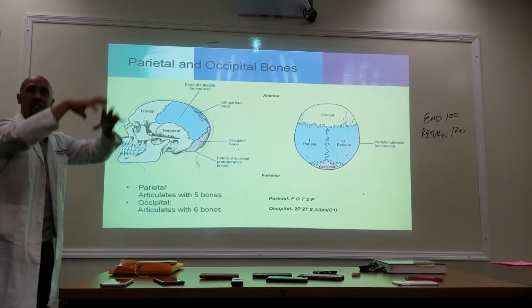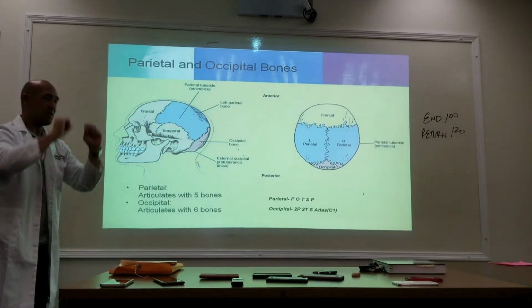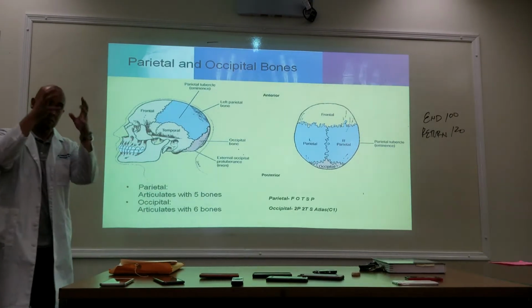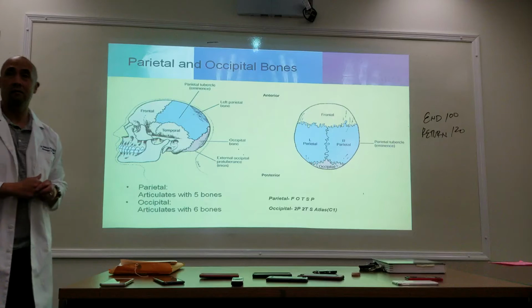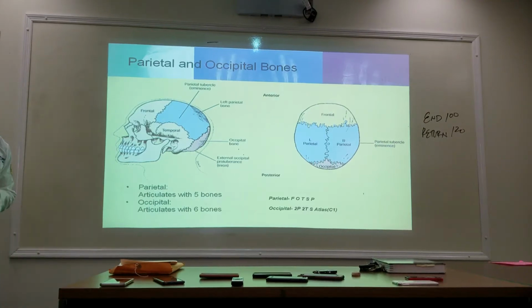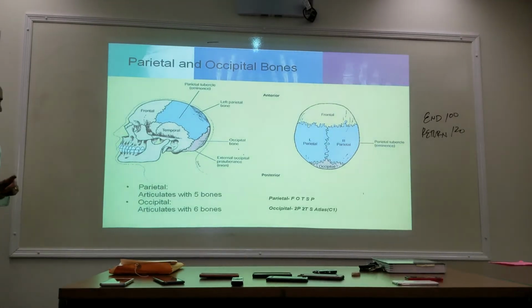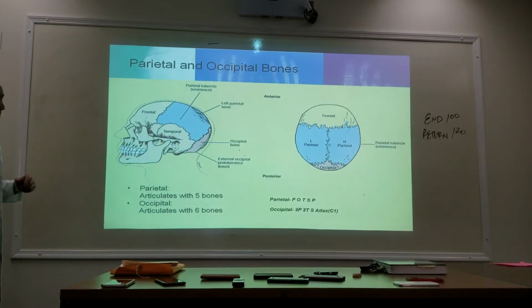So the Atlas then is going to be the one supporting the occipital bone, or your entire skull. All right, any questions about the parietal and the occipital?